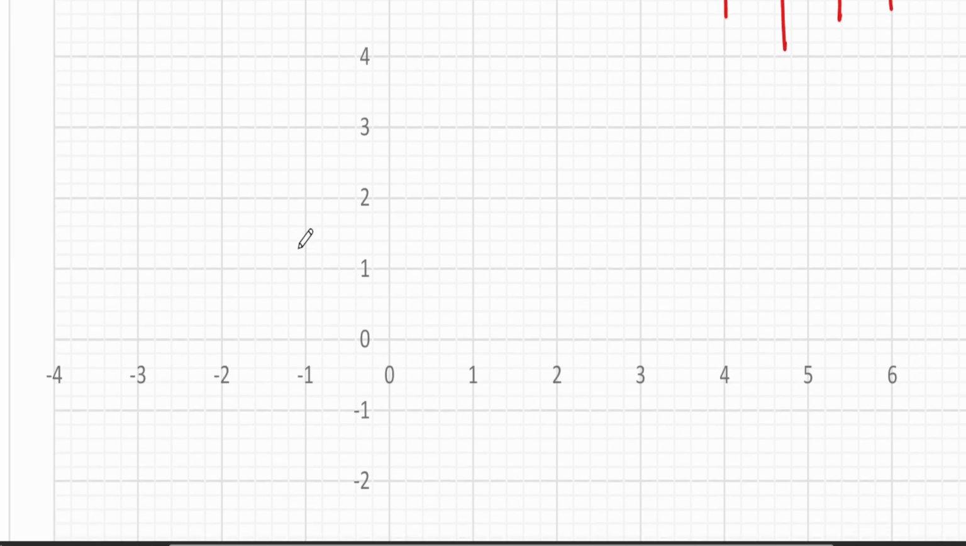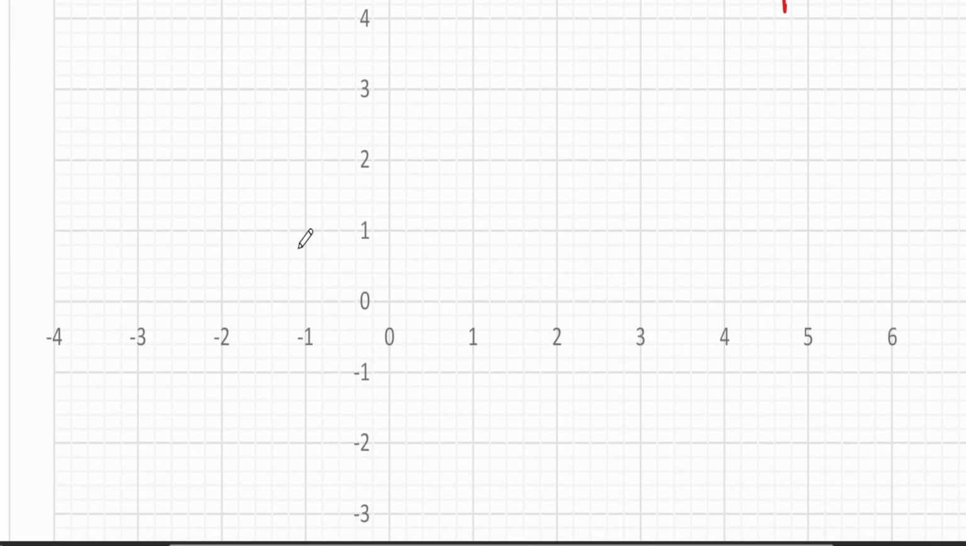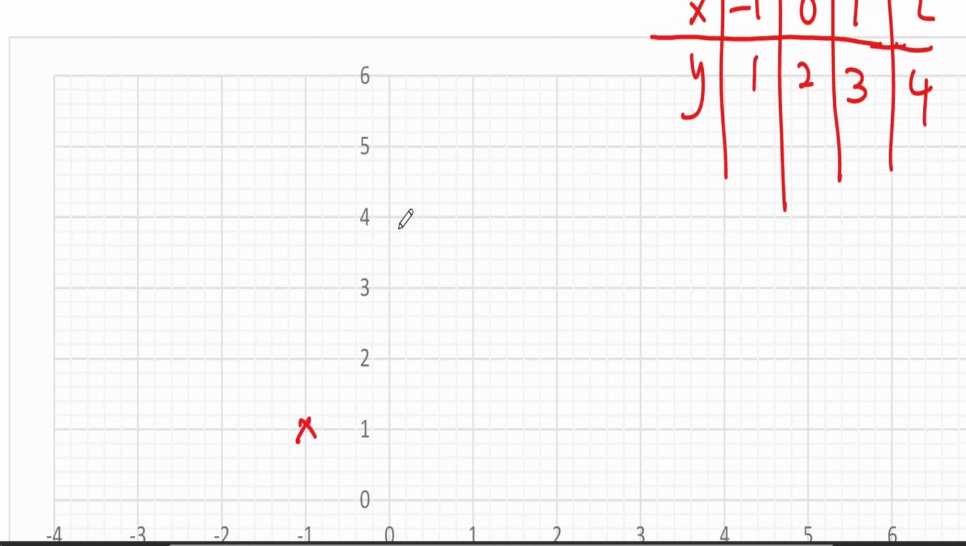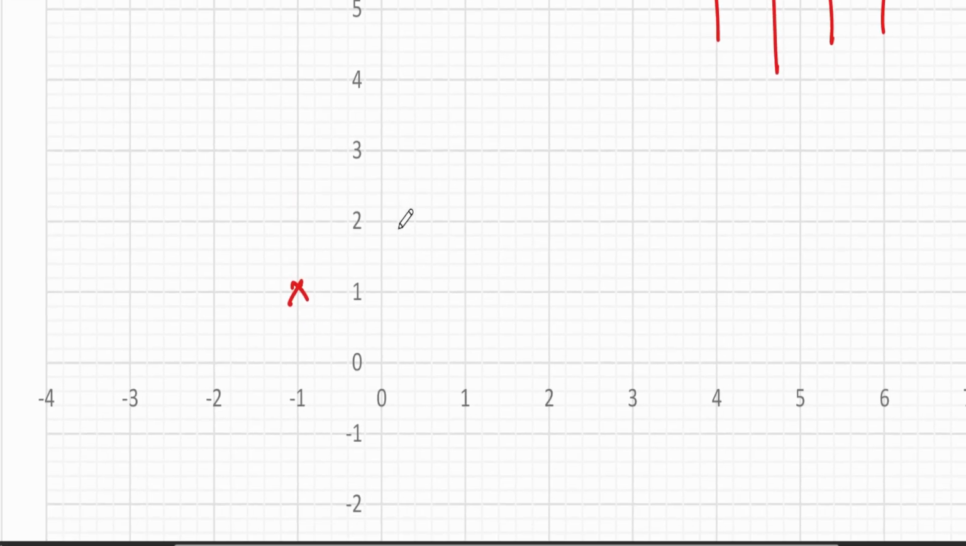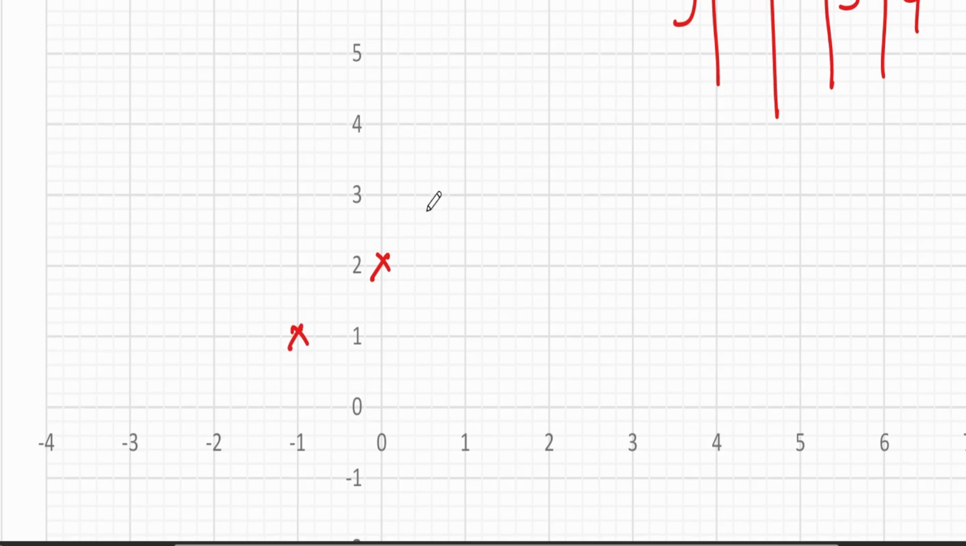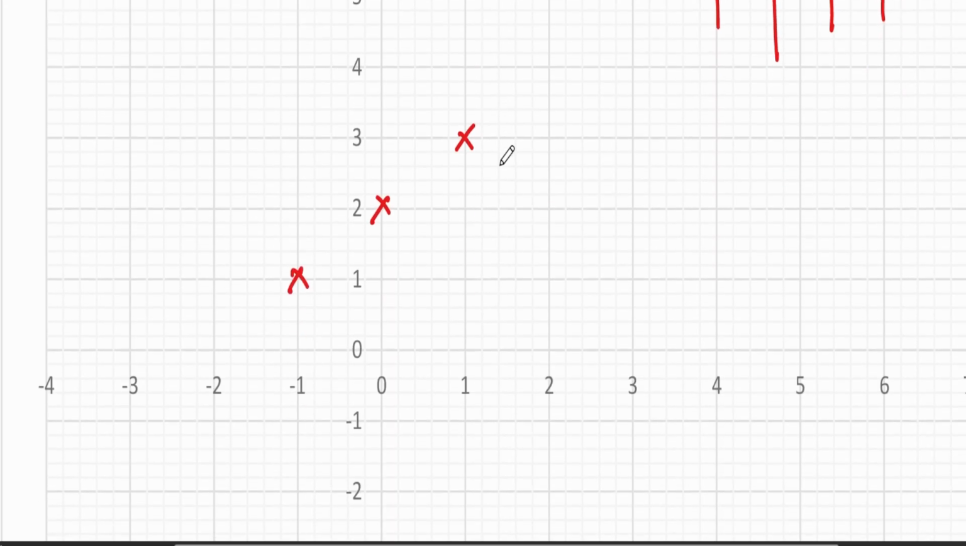So let's start. The first point is -1 and 1, so -1 and 1 is this. The second point is 0, 2, so 0, 2 is just here. The other point is 1 and 3, which is here, and the other point is 2, 4, which is here. So we need to draw a straight line there, not dotted this time.